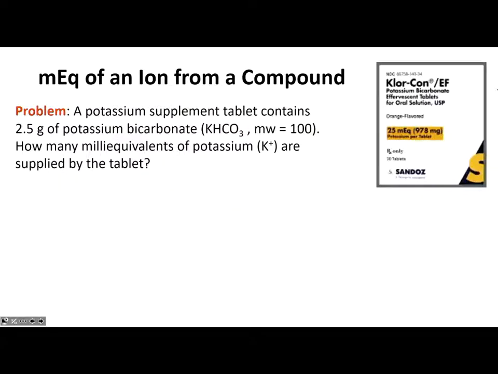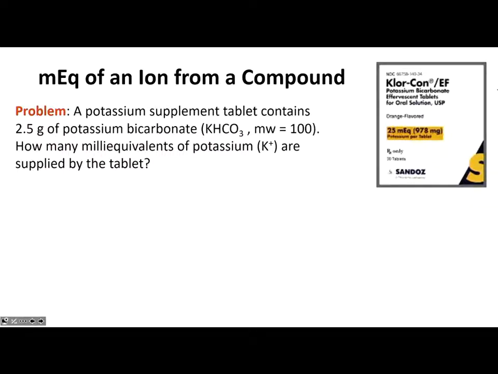All right, let's do a more interesting one here. Let's start with a commercial product. We have potassium bicarbonate, and we're going to start with a tablet that weighs 2.5 grams, 2.5 grams of potassium bicarbonate. And this is where you've got to know your chemistry, you've got to be able to deal with chemical formulas, because in this case, potassium bicarbonate is KHCO3. That's important, okay? So we know the formula and we know its molecular weight is 100. So how many milliequivalents of potassium are supplied by that one tablet?